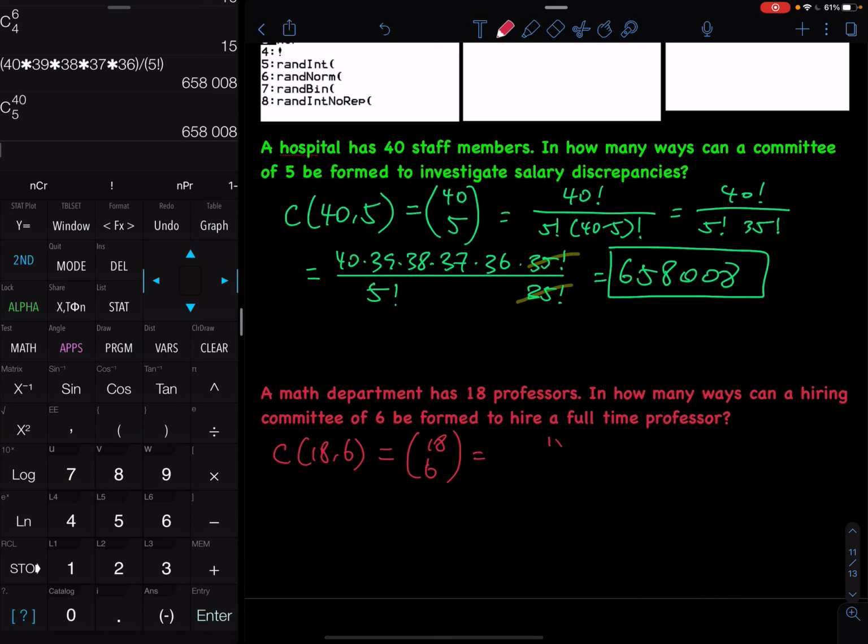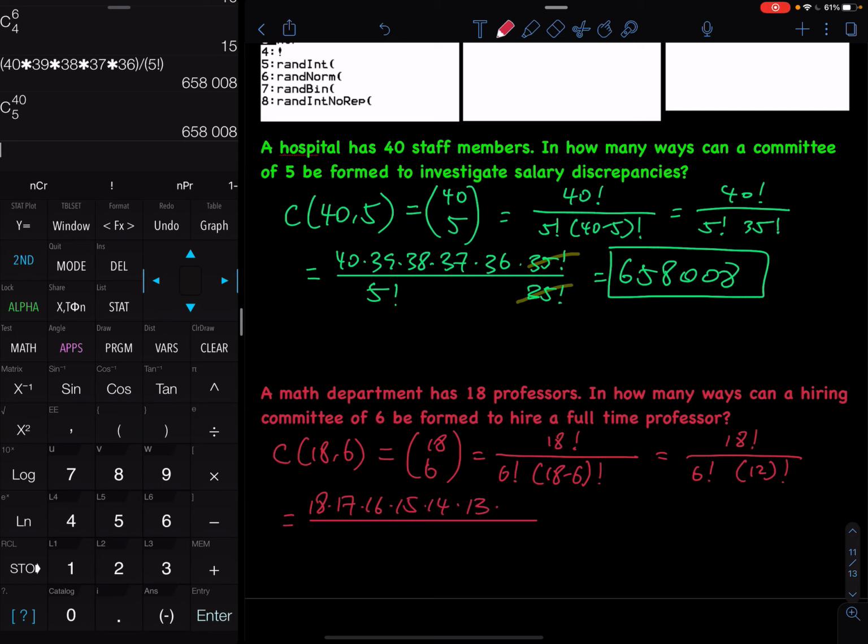And then this is 18 factorial divided by 6 factorial, and then 18 minus 6 factorial. So that is 18, and then 6, and then 12. And then let's open this up. So the 18 is 18, 17, 16, 15, 14, 13, and 12. Put a stop and then put a factorial sign. So I can get rid of the factorial. I still have a 6 factorial in there, and then the rest, you just type the multiplication.